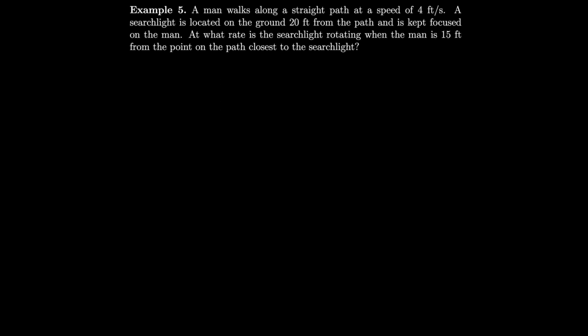A man walks along a straight path at a speed of 4 feet per second. A searchlight is located on the ground 20 feet from the path and is kept focused on the man. At what rate is the searchlight rotating when the man is 15 feet from the point on the path closest to the searchlight?